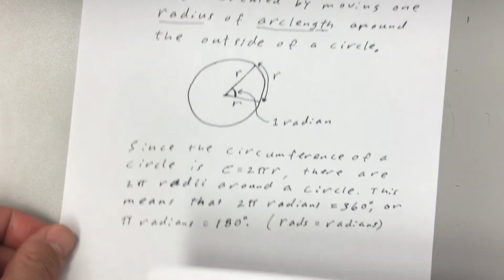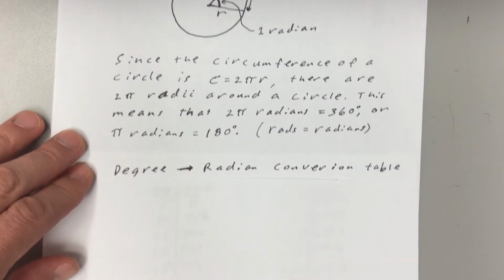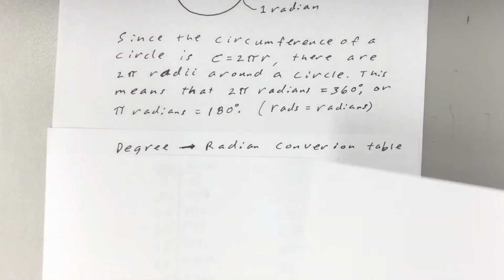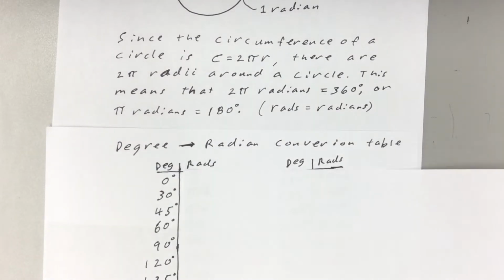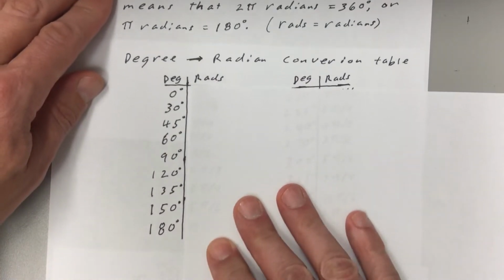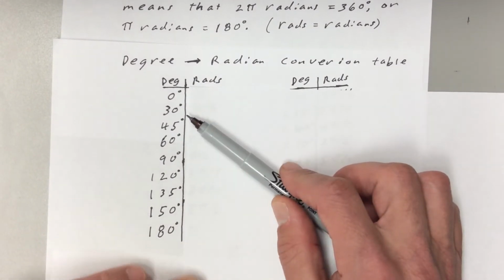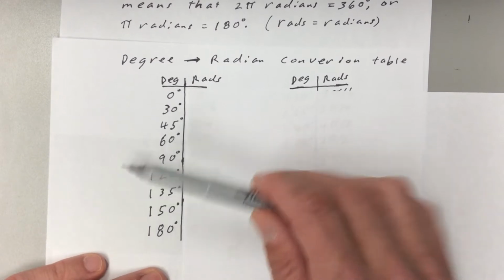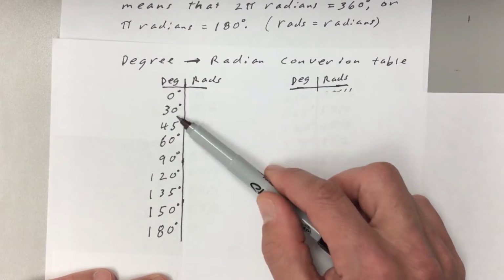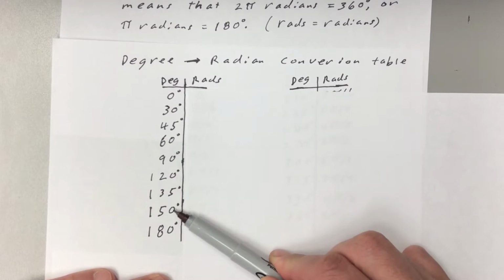Okay, so let's see here. The degree to radian conversion table is going to look like this. We're going to start off with degrees, and we're going to use the angles that we've seen before from our special triangles, which we'll look at later on. So we're going to start off with 0, 30, 45, 60. We're going to go in multiples of 30. So 0, 30, 60, 90, 120, 150, and 180.